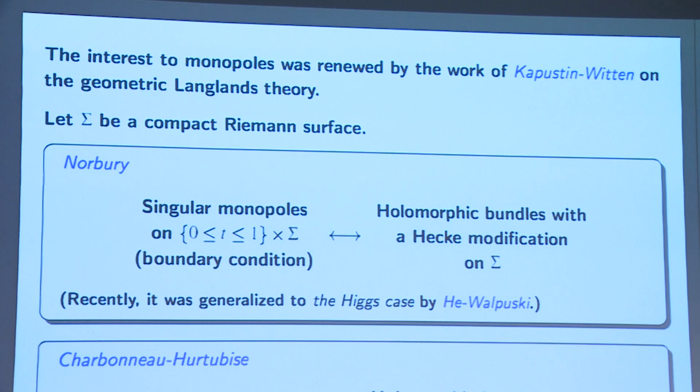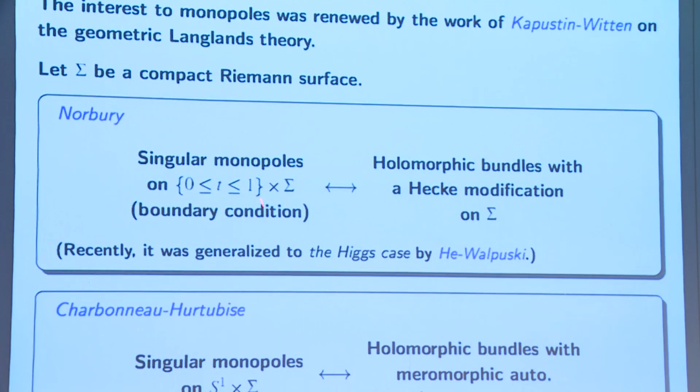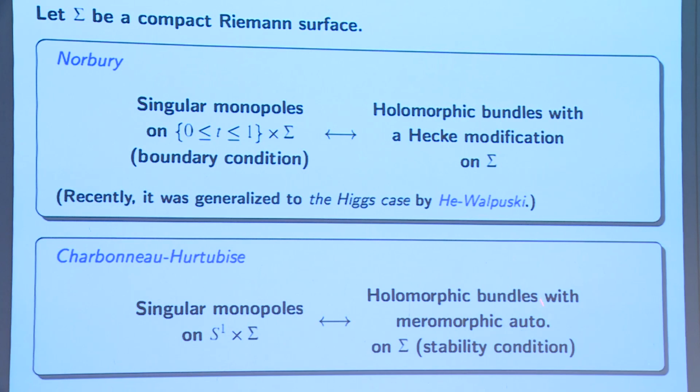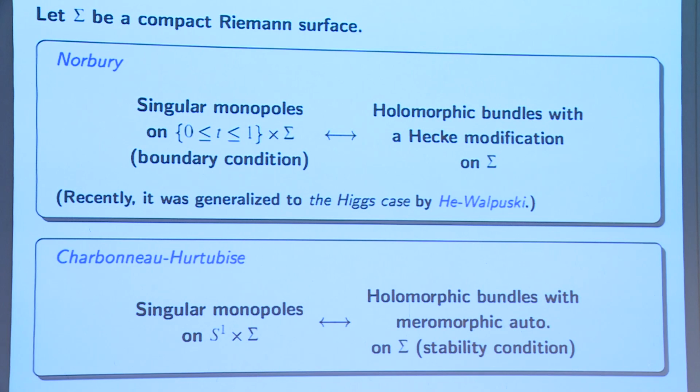Charbonneau and Hurtubise studied singular monopoles on the product of S1 and a compact Riemann surface, and they obtained an equivalence between such monopoles and holomorphic bundles with meromorphic automorphism on the Riemann surface satisfying some stability conditions. My work is directly influenced by the work of Charbonneau and Hurtubise.